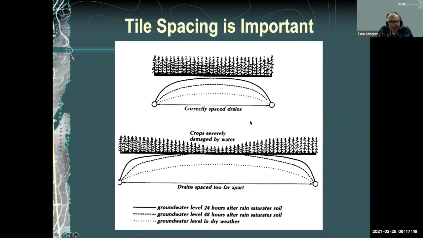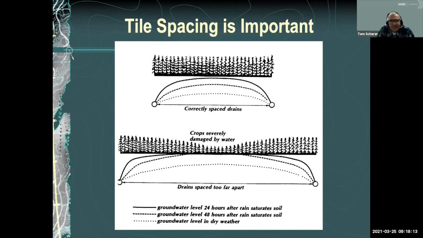And spacing, and this is where the KSAT comes in, is going to allow us to calculate the correct spacing so that we have a situation like this. Like I showed you earlier, we don't want this where it doesn't drain in between, and so this crop gets flooded for a period of time and affects its growth.